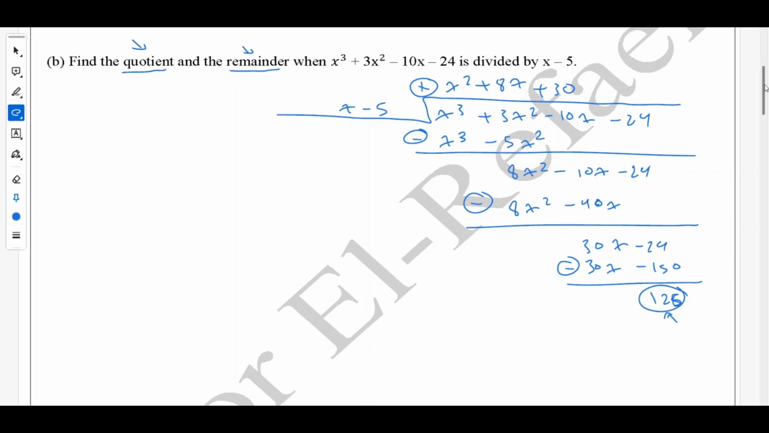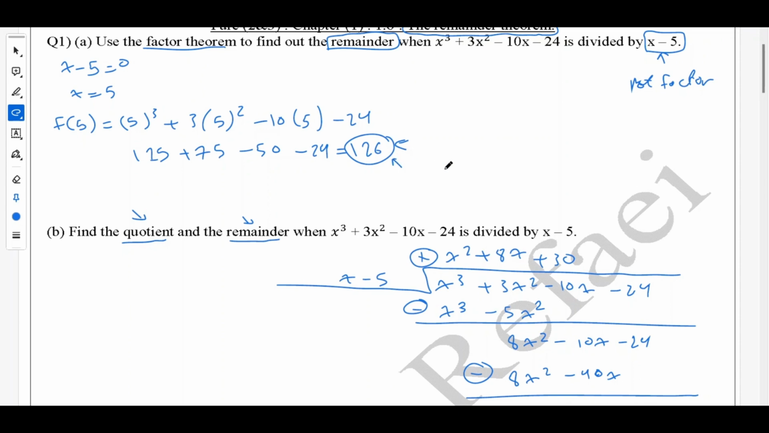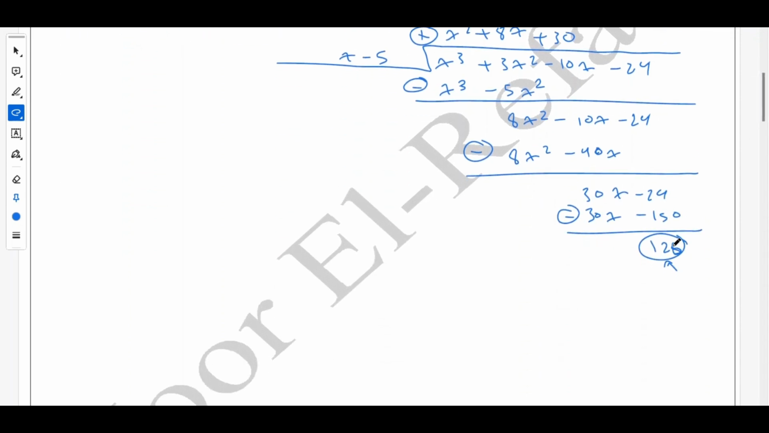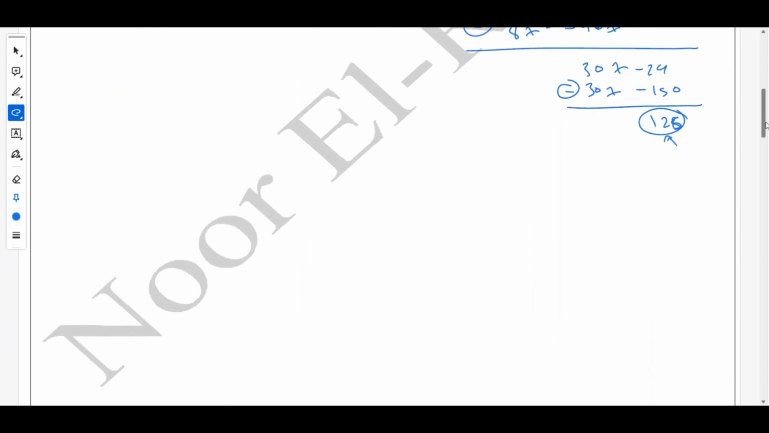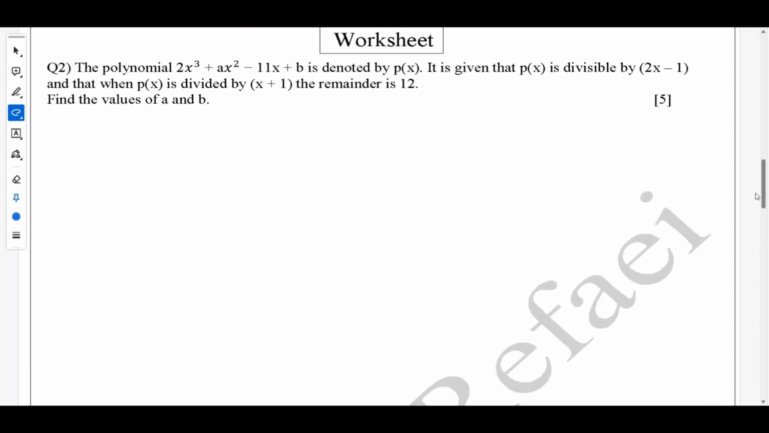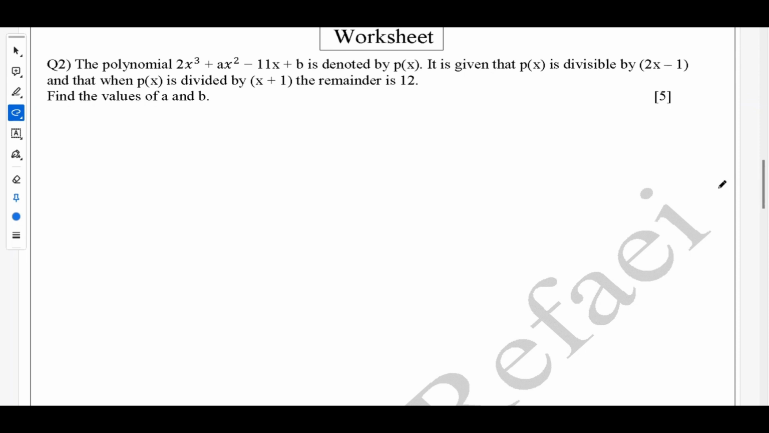So I had the same answer as when I used the remainder theorem. They are the same, but I used the long division method in order to find the quotient. So if the question is just talking about the remainder, only use the remainder theorem. If the question asks for both quotient and remainder, use the long division method. Let's move on and solve more complicated past paper questions, where I'm going to combine the factor theorem and the remainder theorem.